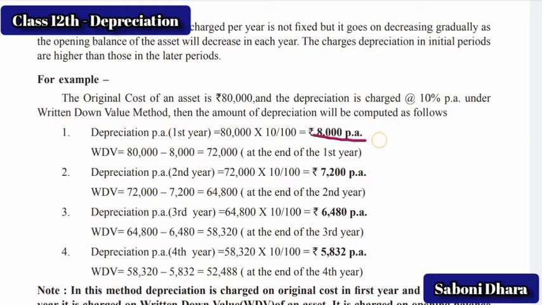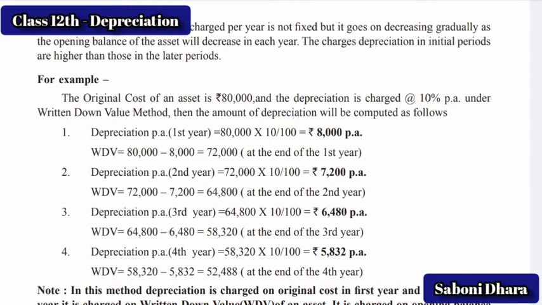For the first year it will be 8,000. When it is deducted from the original cost, we will get 72,000. But in the fixed installment method, the installment was fixed and calculated on the original cost. In the WDV, that is the written down value method, we need to take out 10% based on the balance. That's why in the second year it is 7,200, and later on again 10% will be deducted from the balance and you will get 6,480 per annum.